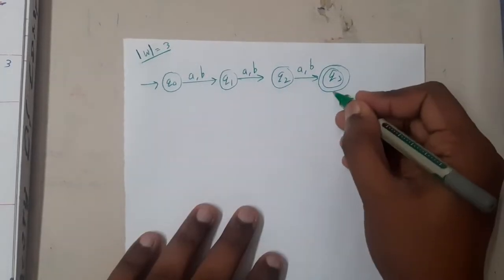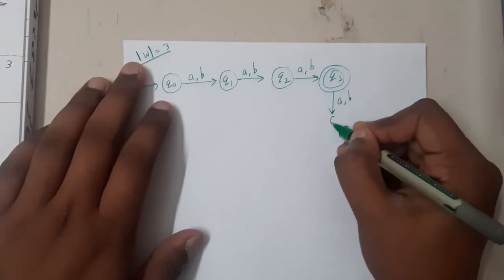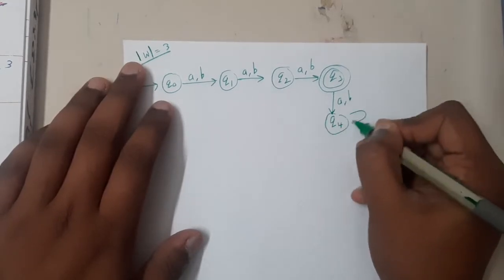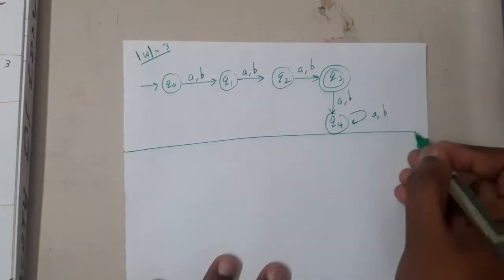As we know, if it is greater than length 3, we need to reject it, right? Because they told exactly length 3. So I think we can loop it here, and this is a dead state, right? Yes. So this is for exactly length 3.